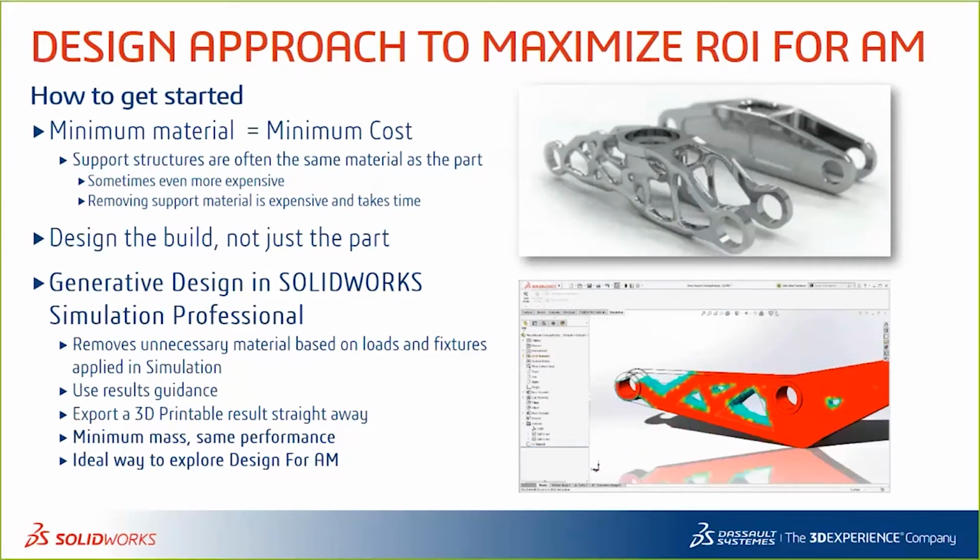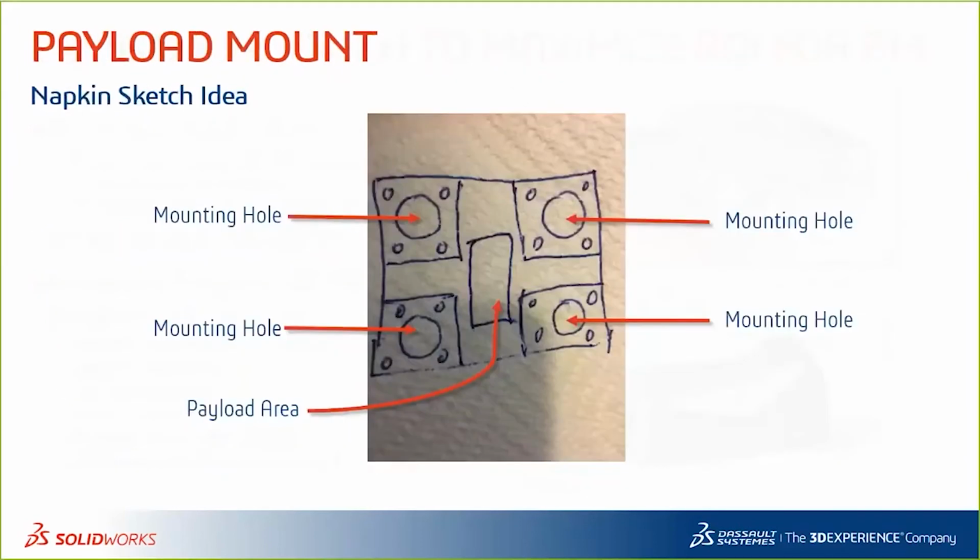So let's go ahead and take a look at an example from idea all the way to final design to illustrate that process a little bit more. Here is a napkin sketch of a payload mount, and essentially we've gotten a request from perhaps a customer, and they've given us a few requirements. So we usually start with a quick sketch just to get that idea out before we jump into SolidWorks and start designing the part.